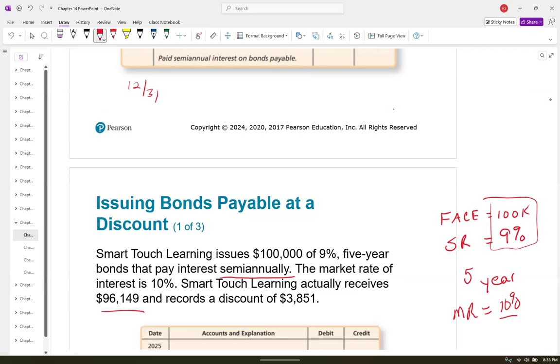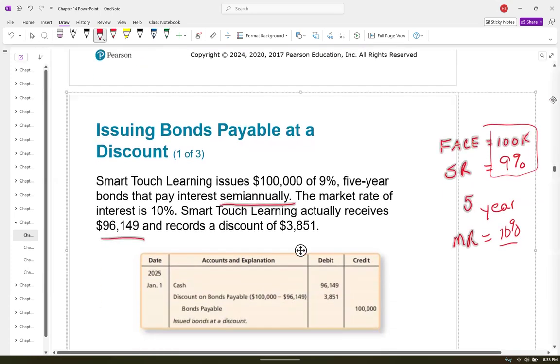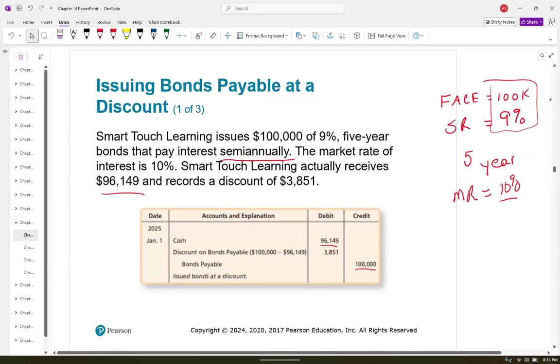Okay. And thinking about that, we're also going to calculate the interest payment will be the same. It won't be going to the same accounts, but it will be the same cash that gets paid out. So we will debit cash for this issue price. This is that 96,149. That is our issue price. We're going to credit bonds payable for 100,000 and we will debit discount on bonds payable.